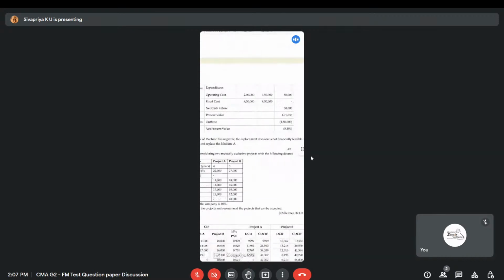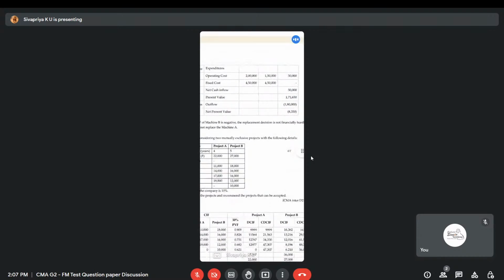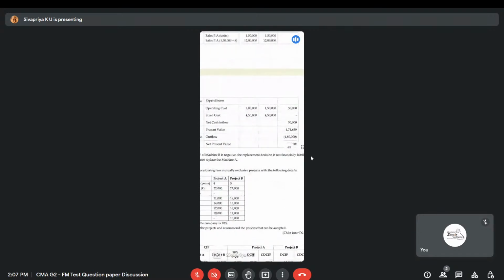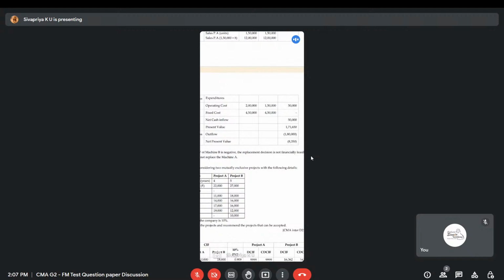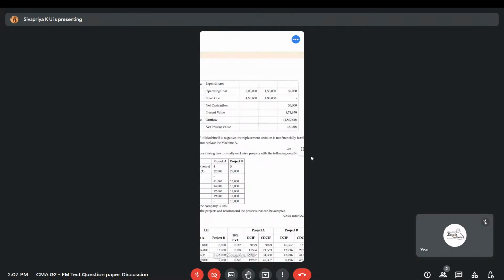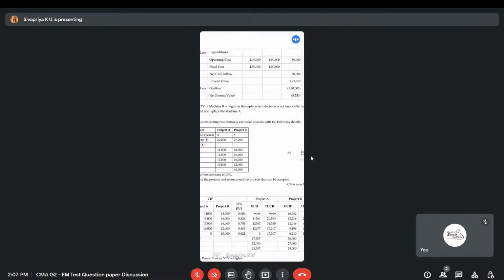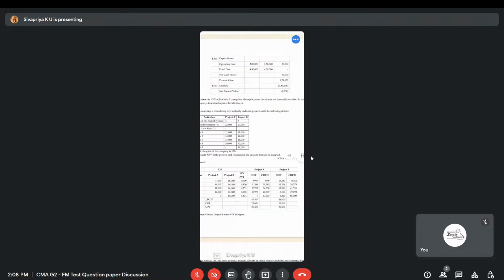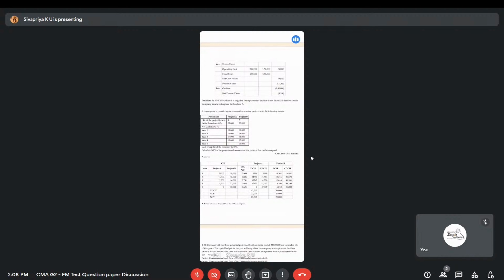Then with respect to the expenditure, the operating cost, it is 2 lakh for A and 1,50,000 for B. So difference is 50,000. In fixed cost there is no change. So net cash inflow is 50,000. Present value 1,71,650 and the outflow is 1,80,000, less that, 8,350 is a net present value. It is negative. Okay, so the replacement decision is not financially feasible. So the company should not replace machine A.